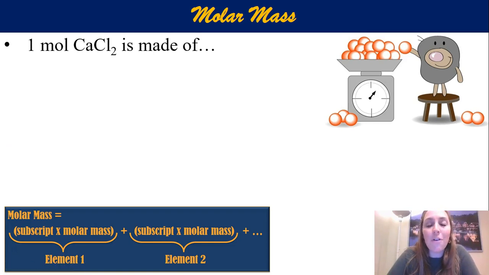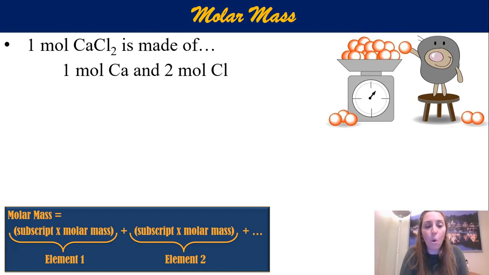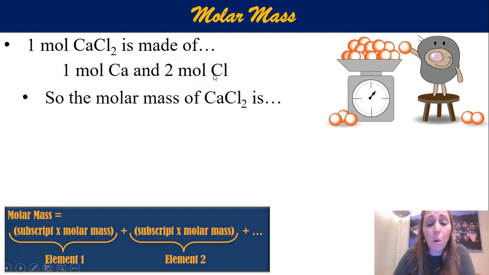So 1 mole of calcium chloride, CaCl2. You have to remember that if you have 1 mole of calcium chloride, since 1 formula unit of calcium chloride has 1 calcium to every 2 chlorines, then it's also that many moles. So in 1 mole of calcium chloride, that can break down to 1 mole of calcium atoms and 2 moles of chlorine atoms. So the molar mass is, we use our formula.